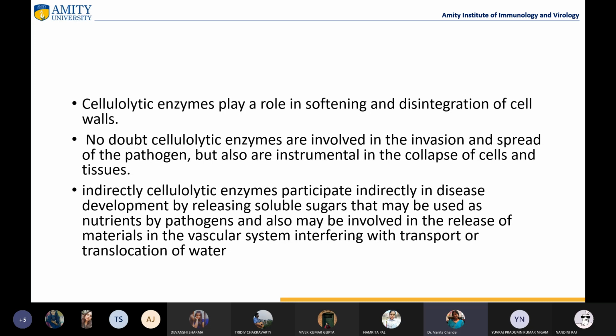So they are killing those tissues, right? They are softening those tissues. Indirectly, these enzymes participate in disease development by releasing soluble sugars that may be used as a nutrient by the pathogen. So this is important here. They are not only providing the way for the pathogen inside the cell, but the soluble sugars that are released can be used as nutrients by the pathogens and also may be involved in release of materials in the vascular system, interfering with transport or translocation of the water in the plant. So this is another way it is affecting the plants.